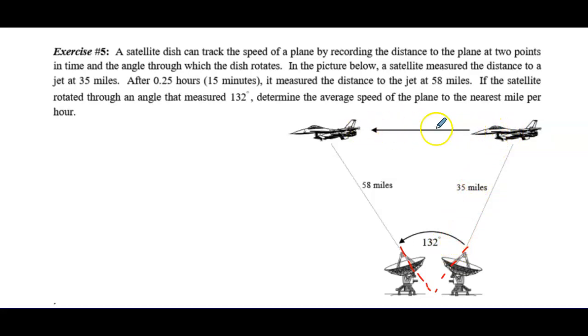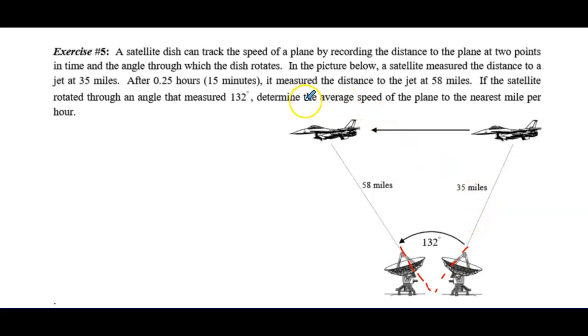Quarter of an hour goes by, 15 minutes goes by. And now it's measuring a 58-mile distance, and it knows that it rotated through a 132-degree angle. So we have one line of sight, we have a second line of sight, both coming from the ground. We have an angle of rotation. So if I just connect those lines of sight down to the ground, I clearly have a side angle side triangle here. So that's going to be useful.